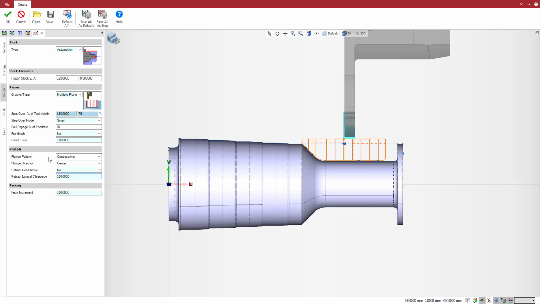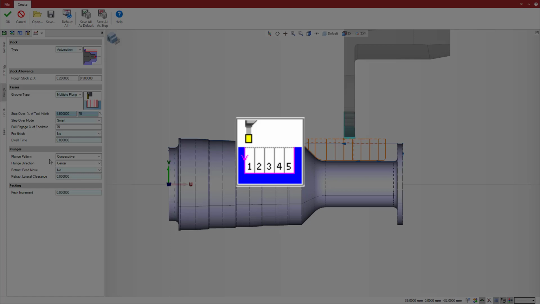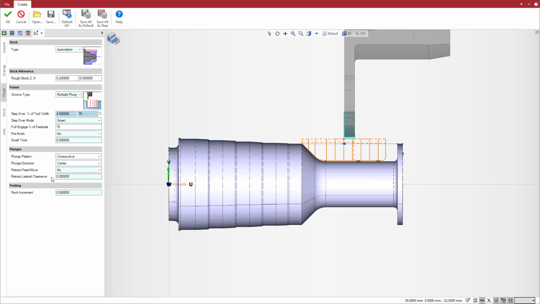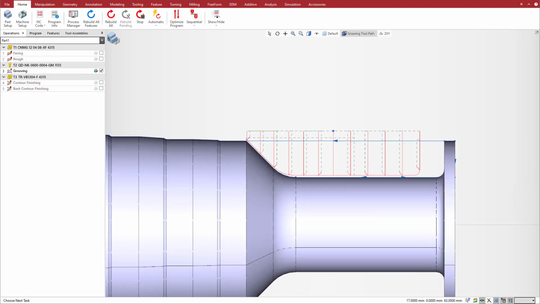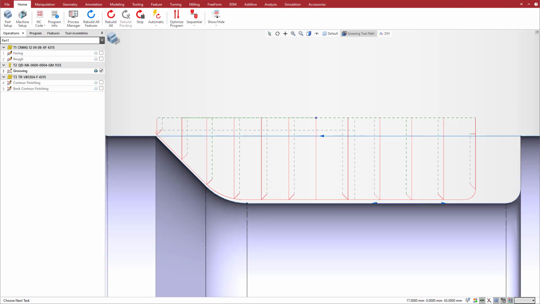For the consecutive plunge pattern, the tool will use the full engage percent of feed rate value for the initial plunge only. With the consecutive plunge pattern, we introduce another new parameter, which is the retract lateral clearance. This retract lateral clearance can take values between 0 and the tool width value at 100%. The system then generates a 45 degree retraction away from the plunge direction on all of the subsequent roughing plunges.